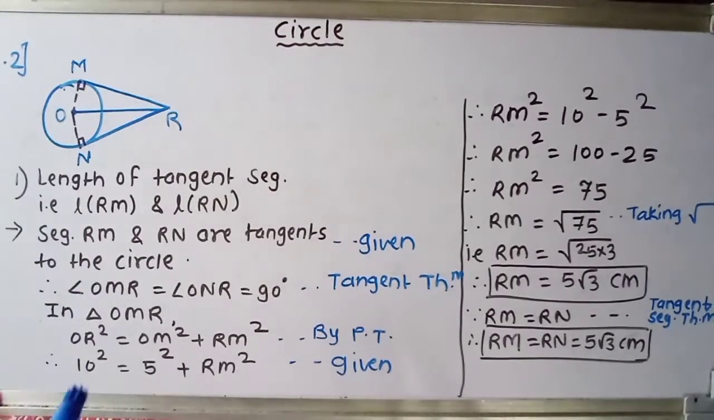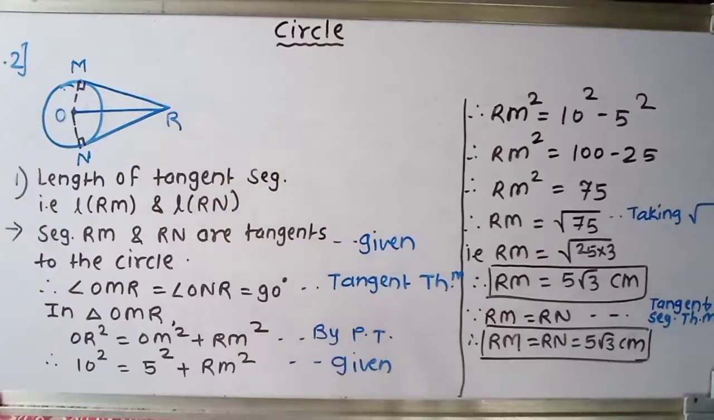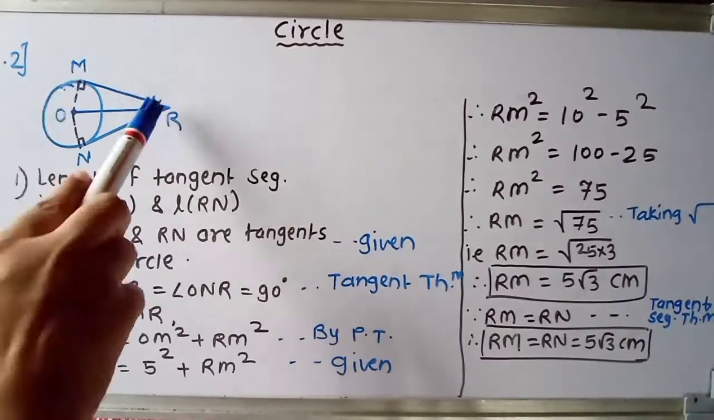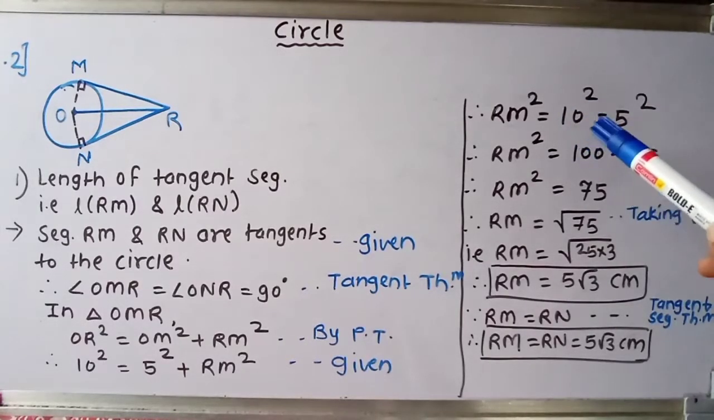angle triangle. So in triangle OMR you can use the Pythagoras theorem. Therefore, the hypotenuse OR squared is equal to OM squared plus RM squared. Now put the values. OR is given as 10, OM is also given as 5. So 10 squared is equal to 5 squared plus RM squared. Now RM squared is equal to 10 squared minus 5 squared.